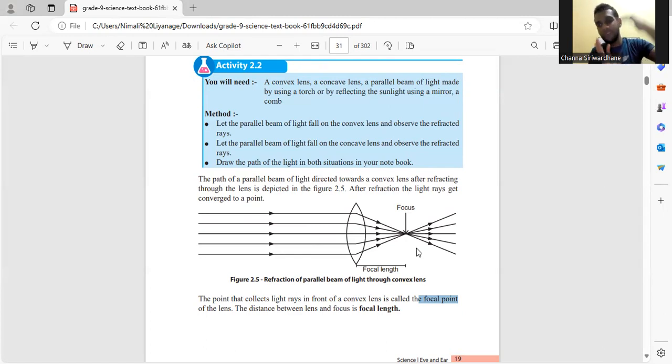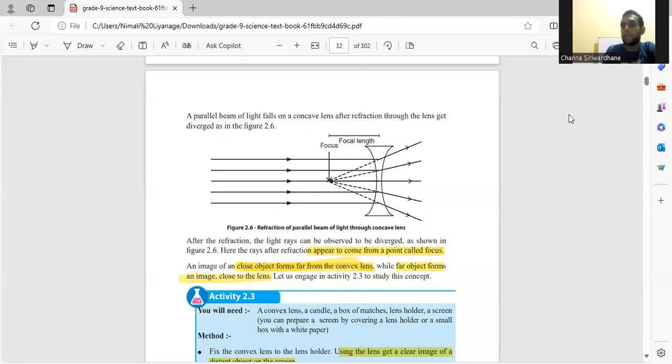Light rays get converged and get collected onto a point, in other words get focused onto a point. That point is specifically called the focal point. The distance between the lens and the focus is focal length. We have discussed it now. Right. Then, what about the concave lenses?